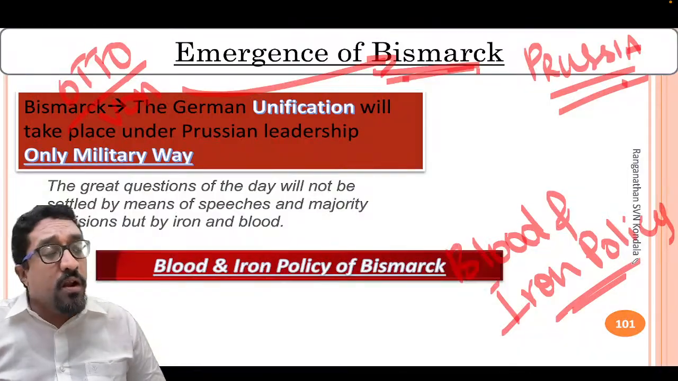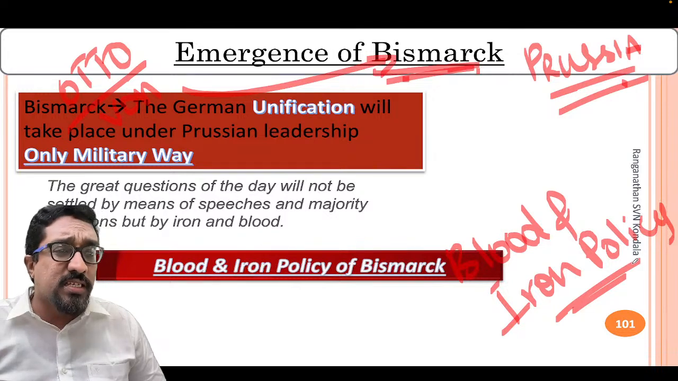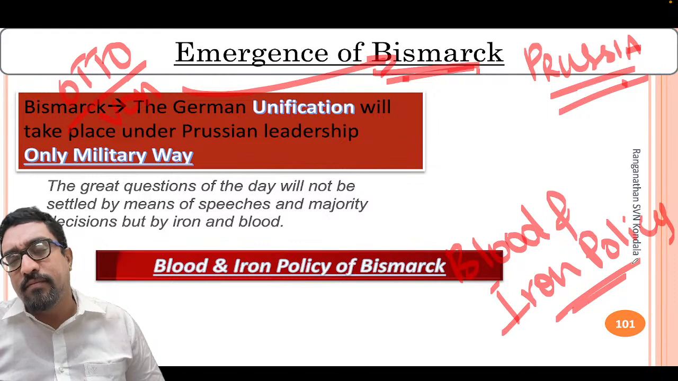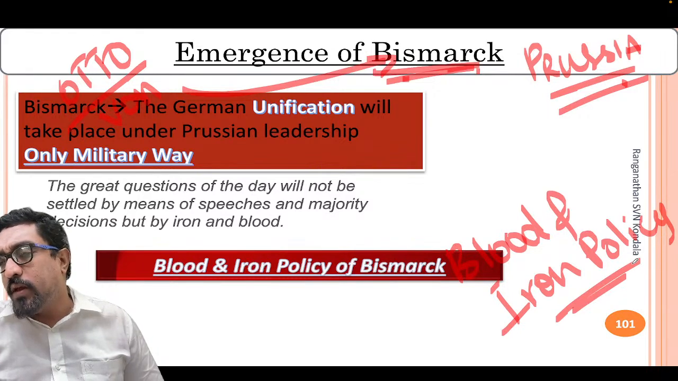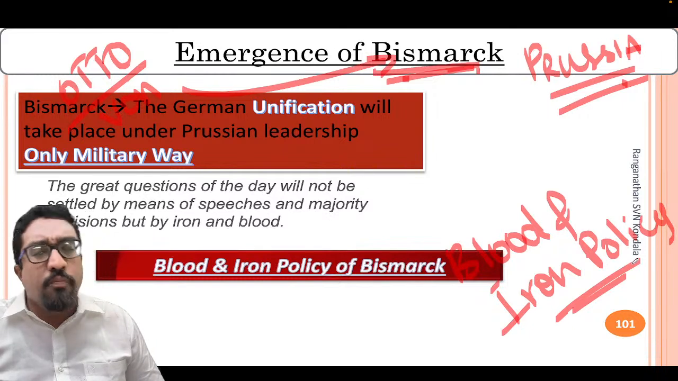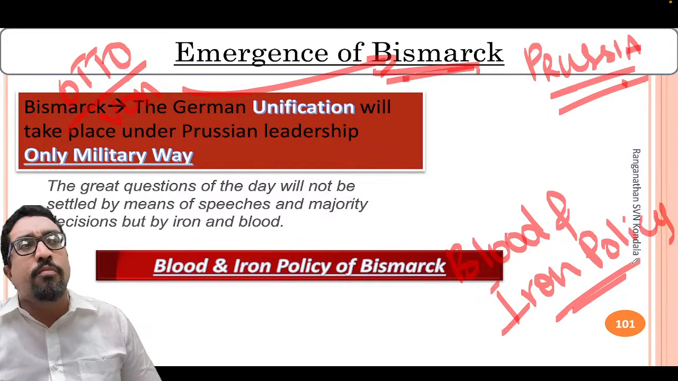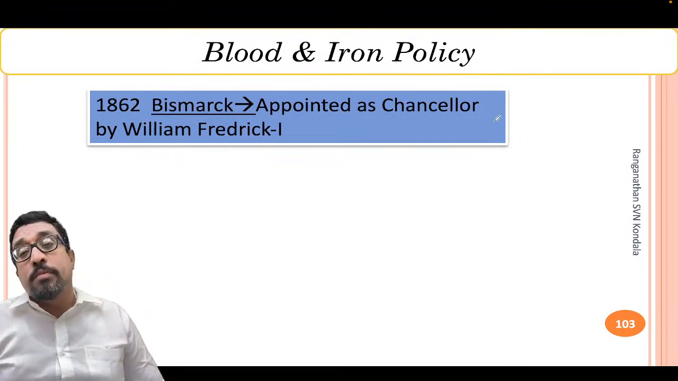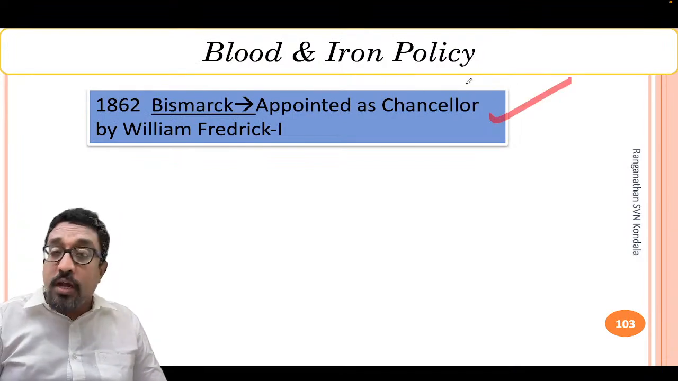He always believed in blood and iron policy. He never wanted to discuss things. He was like, there is only one way, the military way. And he believed that German unification can also be done only the military way. बंदूक ले लो, point blank सर पे रख दो और ऑस्ट्रिया को बोल दो निकल जाओ, निकल जाएगा. That was idea. 1862, Bismarck became the Chancellor of Prussia.